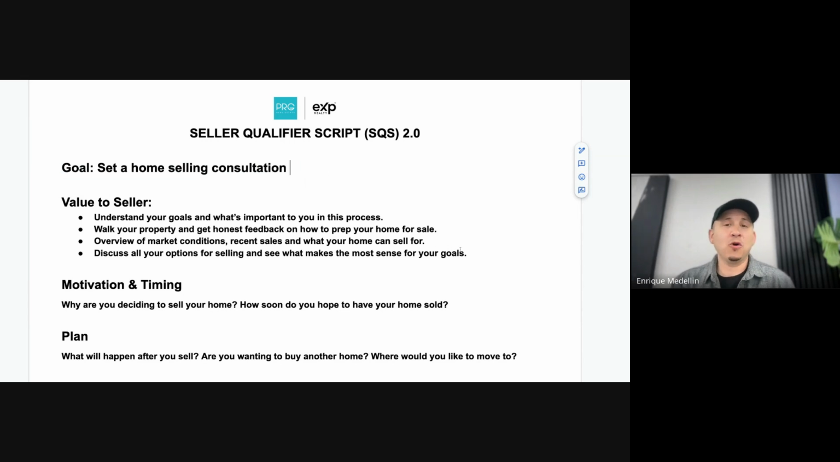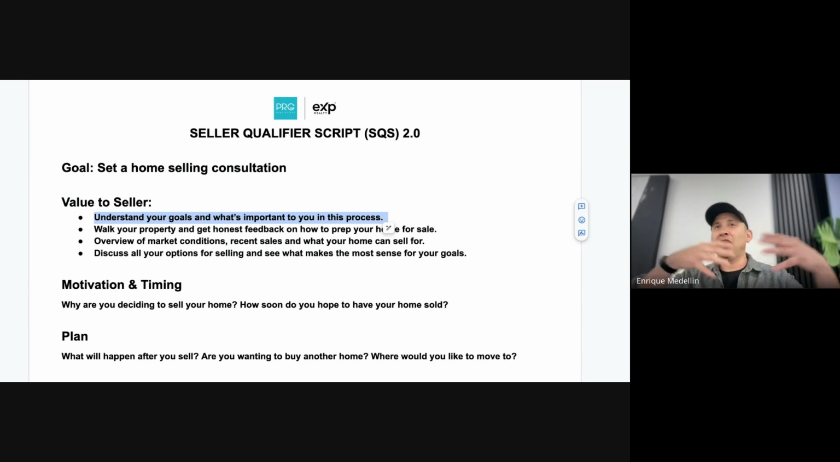And then the 4 points I put right here, if I had to summarize what a seller is going to gain from meeting with me, it's these 4 points. Number one is we're going to understand your goals and what's important to you in this process. If you've gone through our listing presentation, a lot of emphasis is on understanding their needs, their goals, and what's important to them, because that gives you the keys to how you're going to lead that conversation.